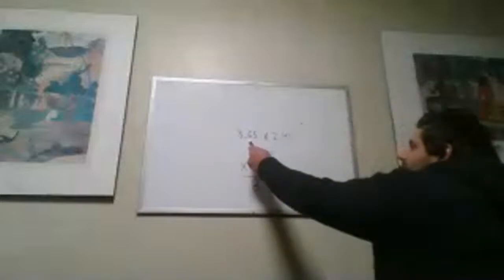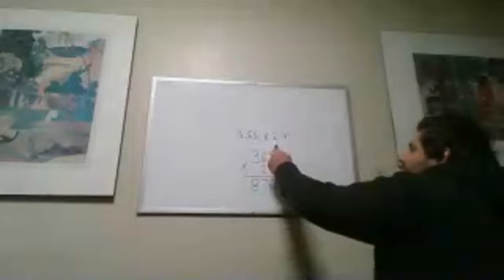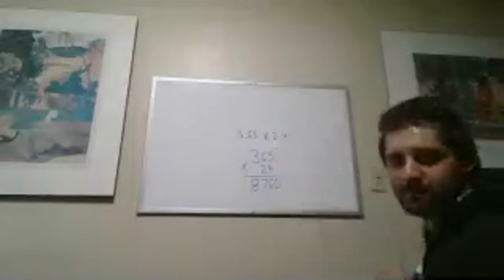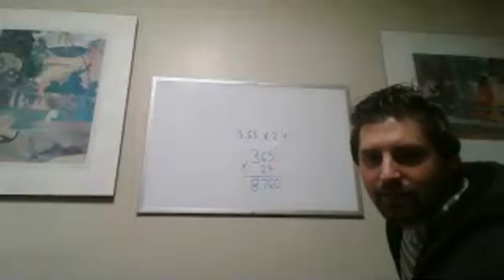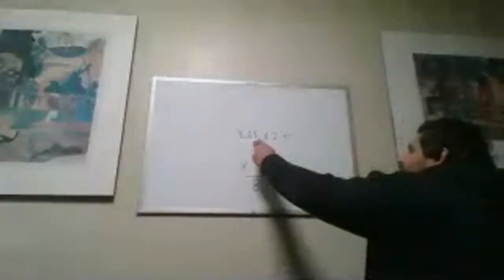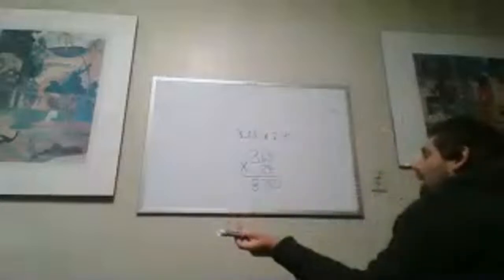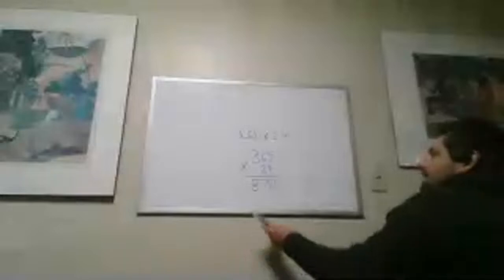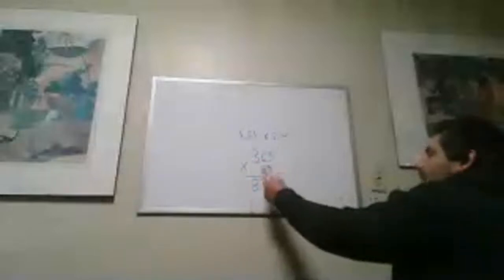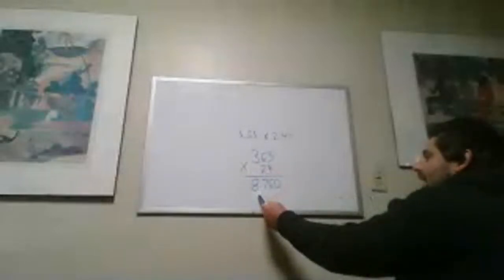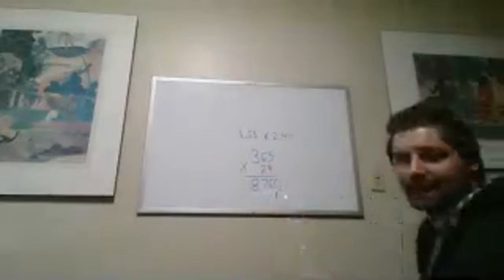So we have 3 65/100 times 2 4/10. Welcome to the chat. How's everybody doing? Step 1, we multiply this just as if it were a regular whole number, right? If this were a regular whole number, we would have 365 times 24. We would get 8,760. That would be the answer if we were only dealing with whole numbers.